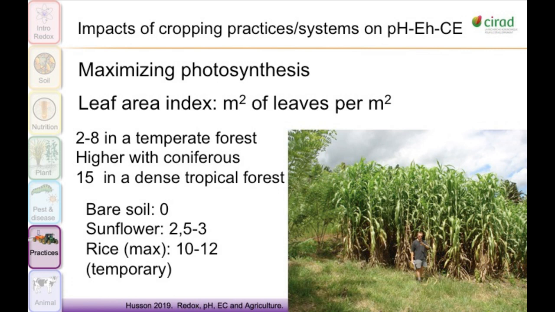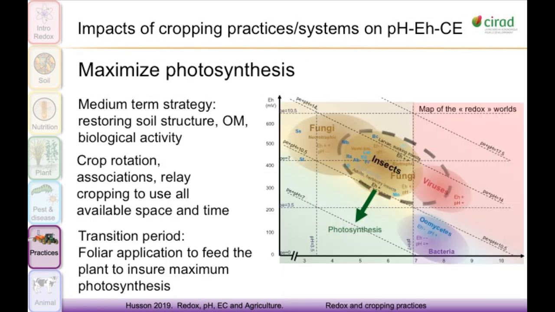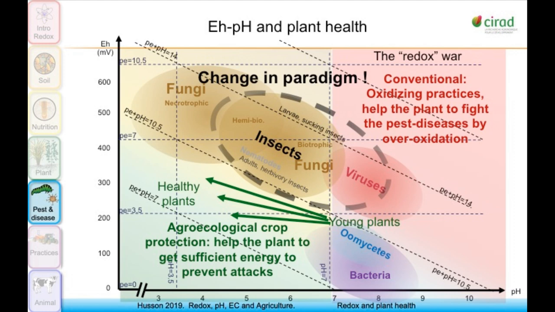So we maximize the photosynthesis. So it's the medium-term strategies, everything that John is saying. So I will go fast. And during the transition period, we help the plants. So, okay, listen to John, it's easier. It's better English.